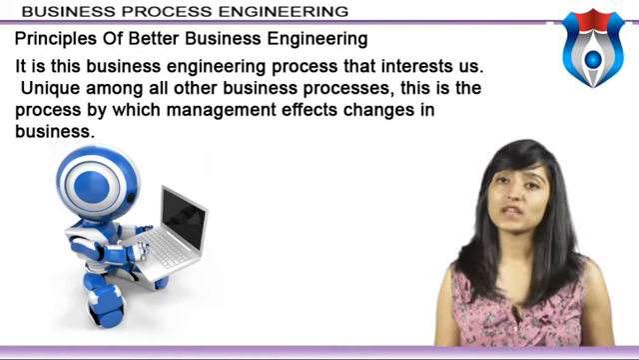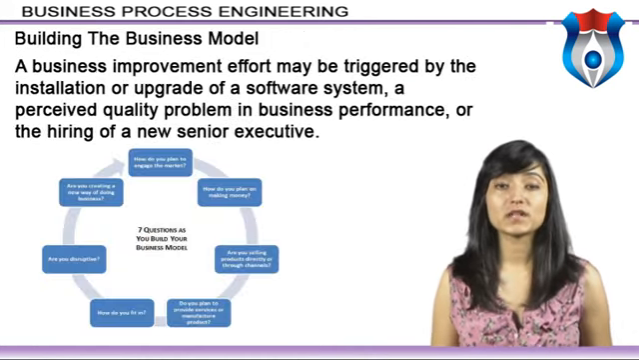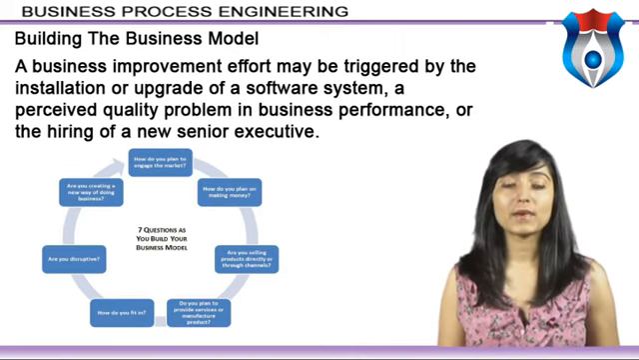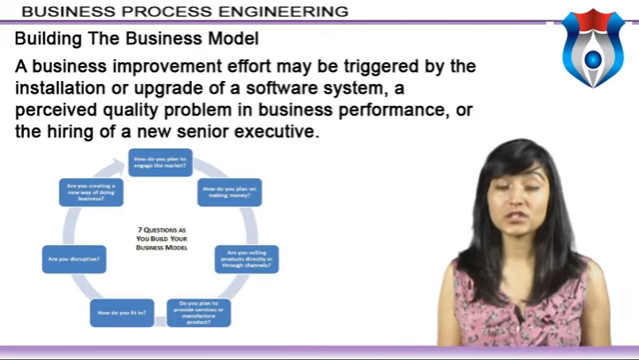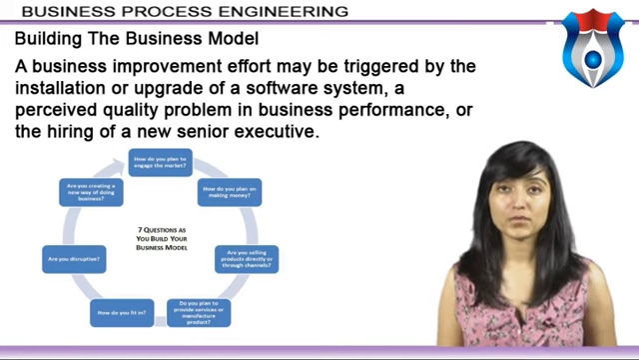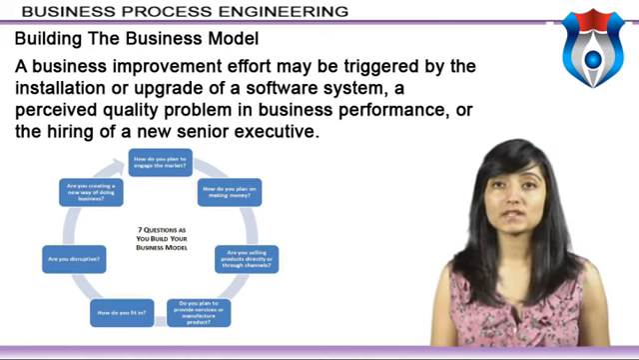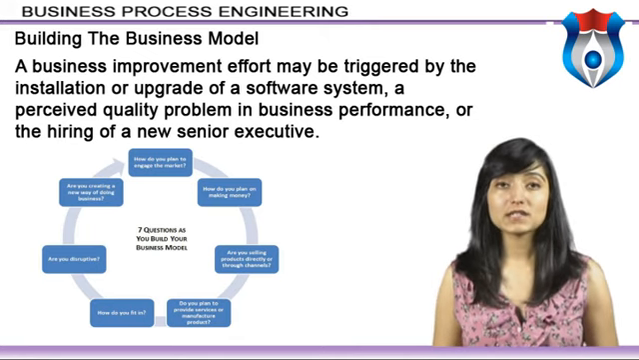We know there are many different forms of this process. A business improvement effort may be triggered by the installation or upgrade of a software system, a perceived quality problem in business performance, or hiring of a new senior executive. Although the explicit request may be simply to work on a software project, the analyst's scope often expands to include business improvement.